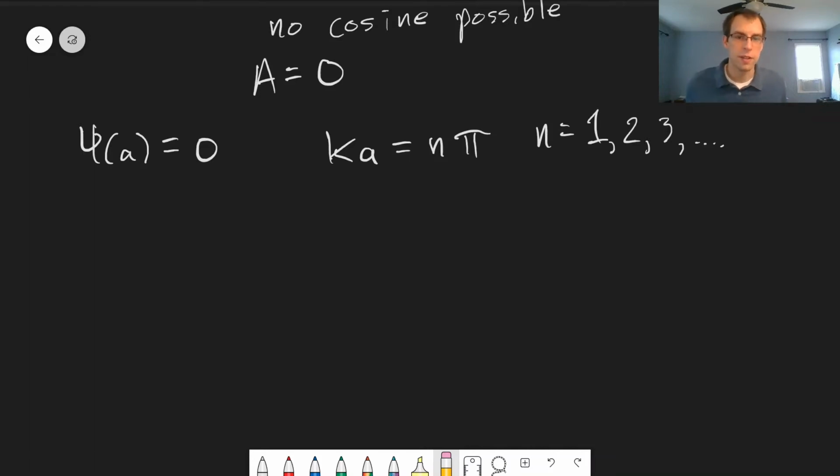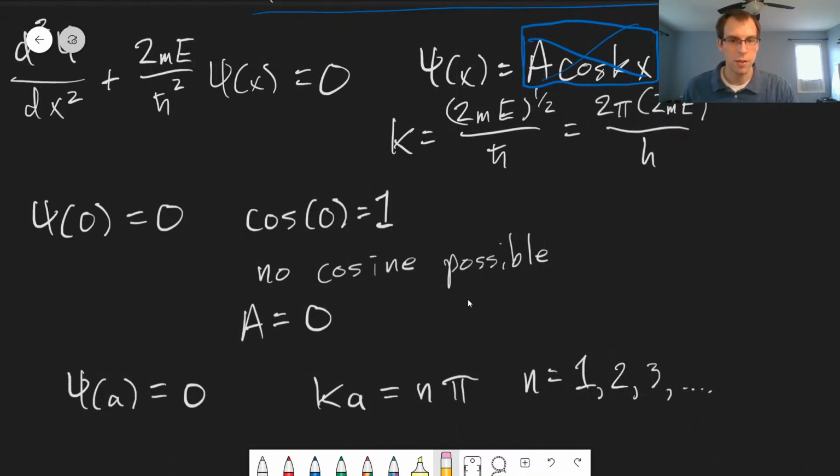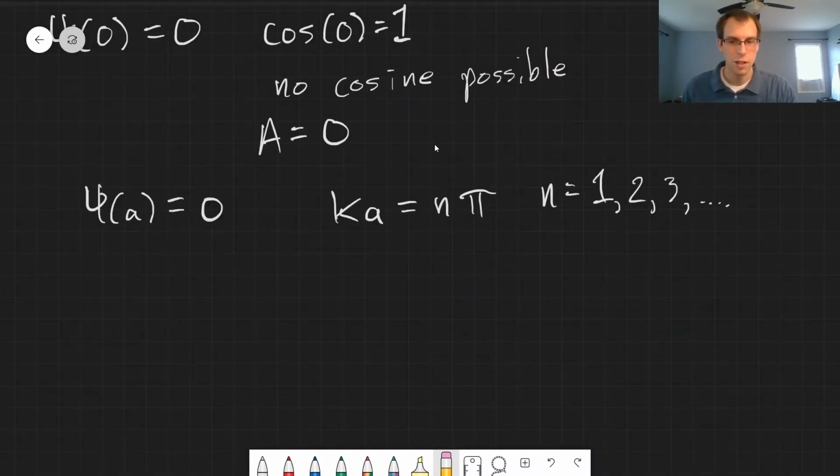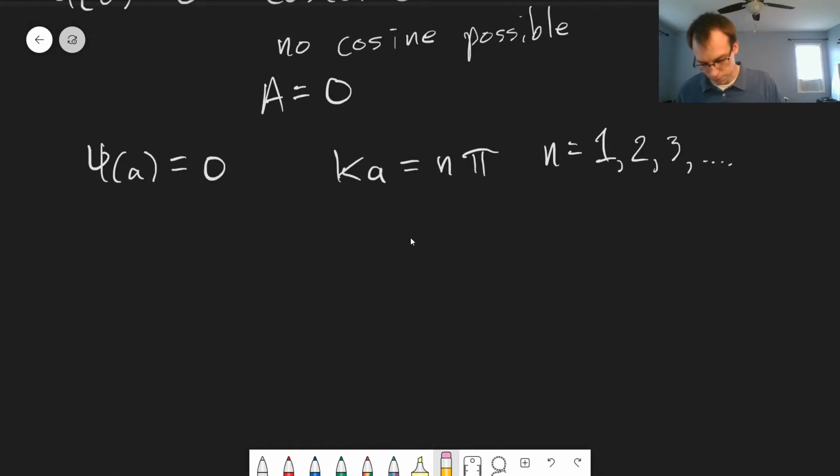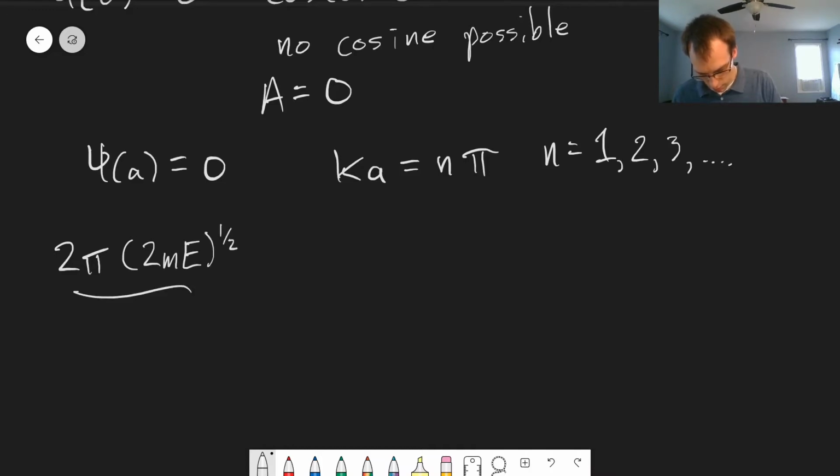So now that we've found this relationship, we've applied our two boundary conditions, and we know the relationships here, we can say, okay, let's plug in what we know K is. So K is equal to, if we go back above, K is right here, 2 pi times the square root of 2me over h. So we can go ahead and write that down: 2 pi times the square root of 2me over h, and that times a is going to be equal to n times pi.